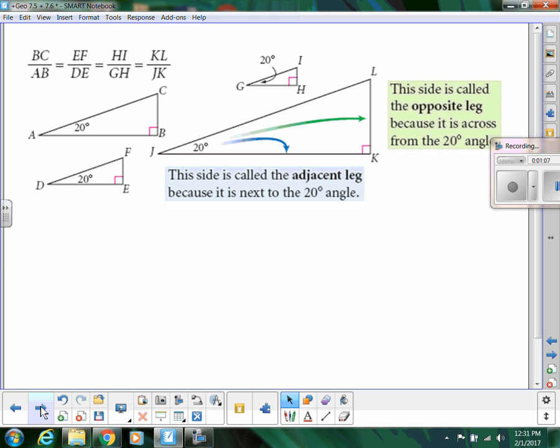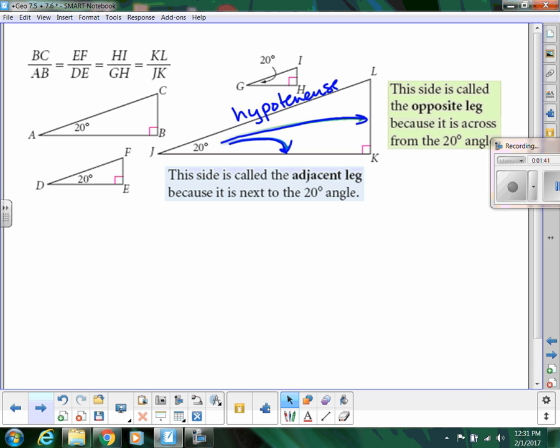Okay, so some background. If I have the same angle, so notice that these are all similar triangles with the same angle, 20 degrees, and I look at this side, we're going to call that the opposite leg. The side across from 20 is opposite because it's across from the 20. And the side right here is called the adjacent side because it's right next to it. Adjacent means right next to. And then of course, we have the hypotenuse of a right triangle always. That's across from the 90-degree angle.